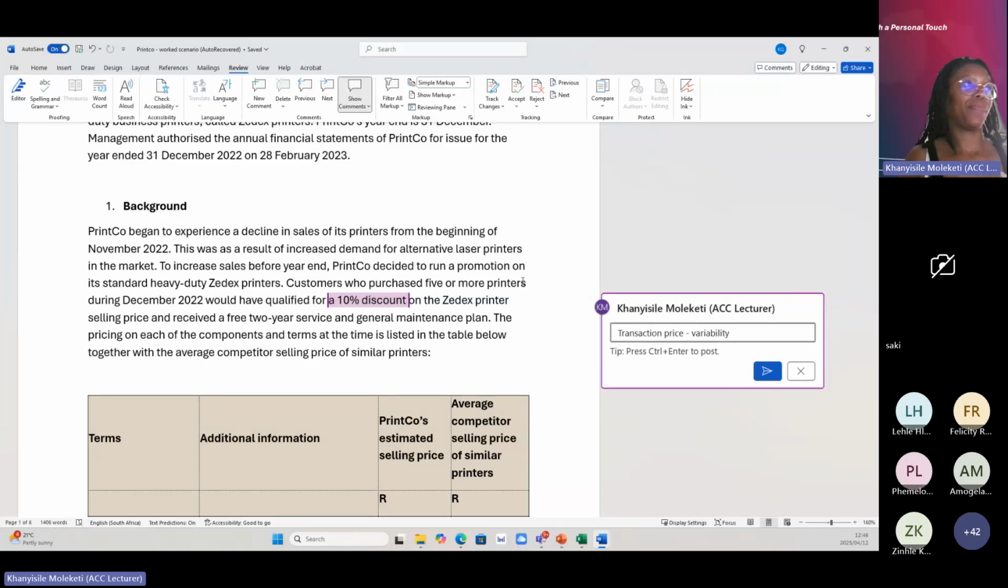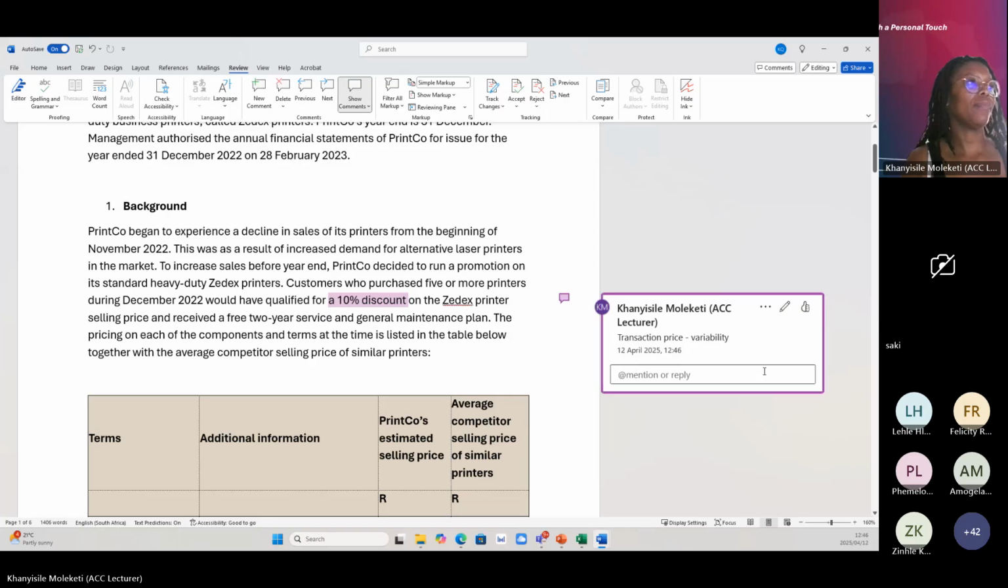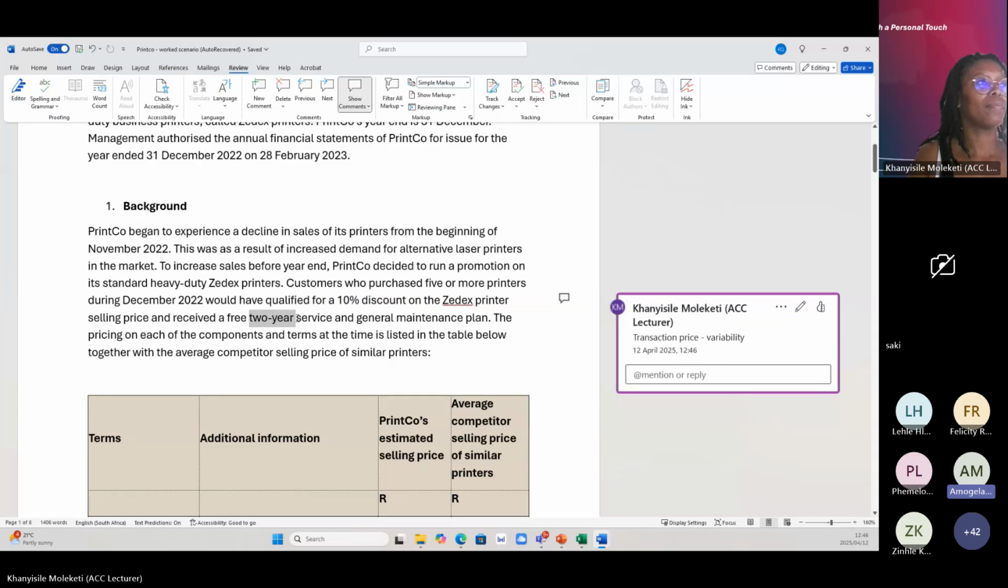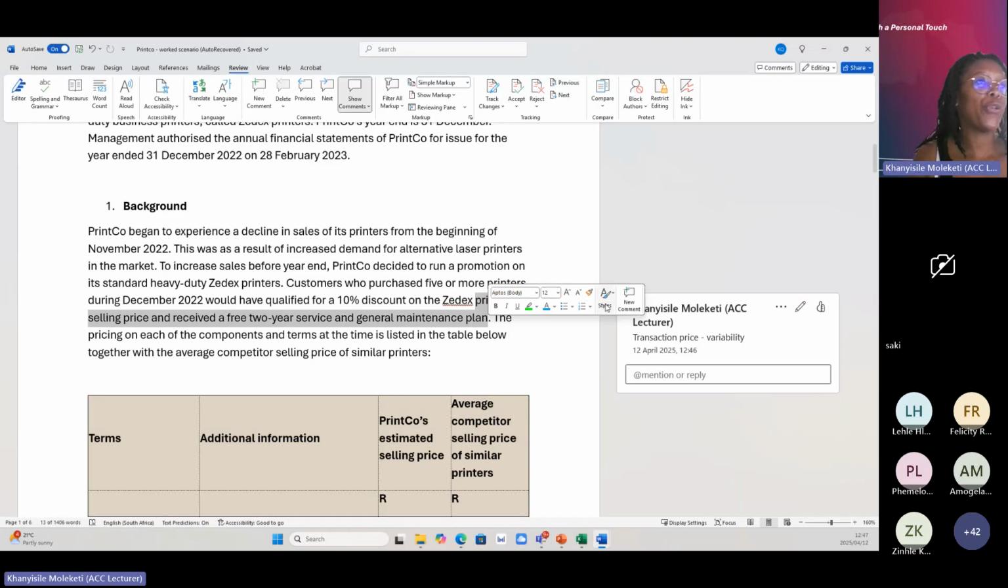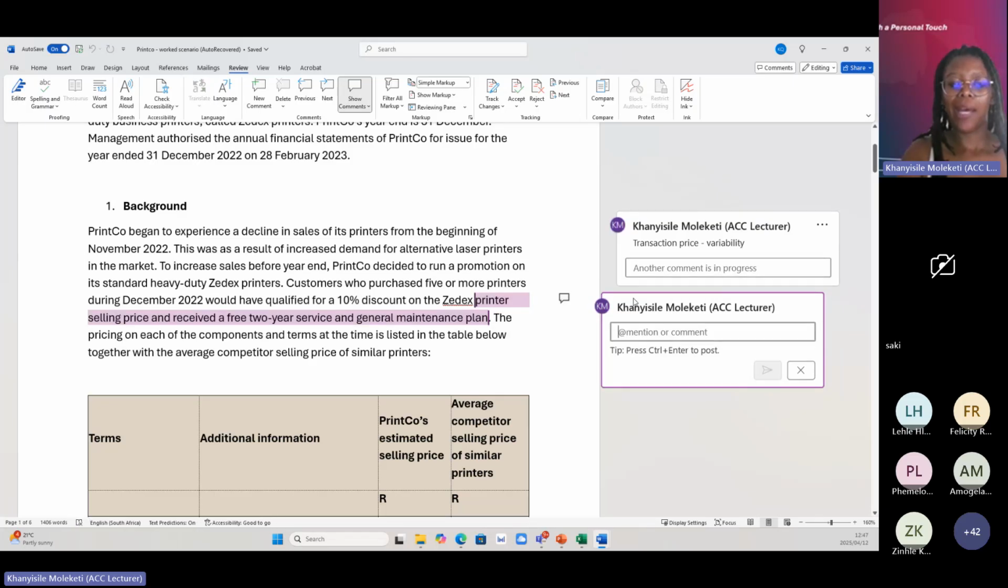So we're going to have this discussion. Okay. What else? Think of step 2. Amogela? What I see is the free 2 year service as well as the general maintenance pay. So we would have to assess whether it constitutes a separate performance obligation or it's one obligation with the FedEx printer. 100%. So we are going to look at the printer and the free 2-year service plan and see how many POs. All right. So do we have 1 or 2 performance obligations?